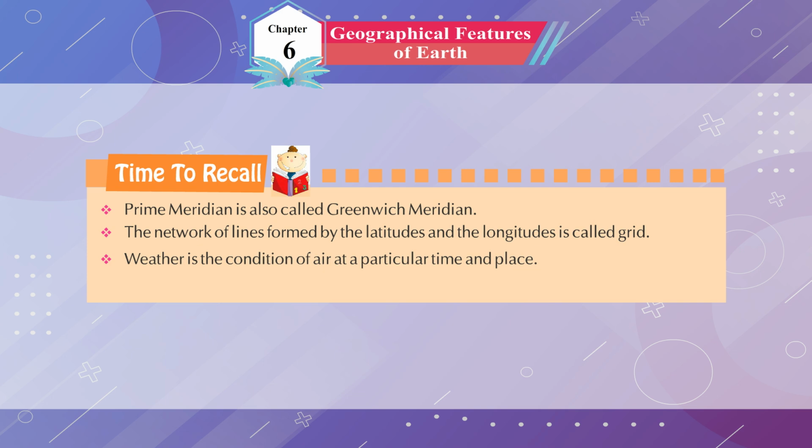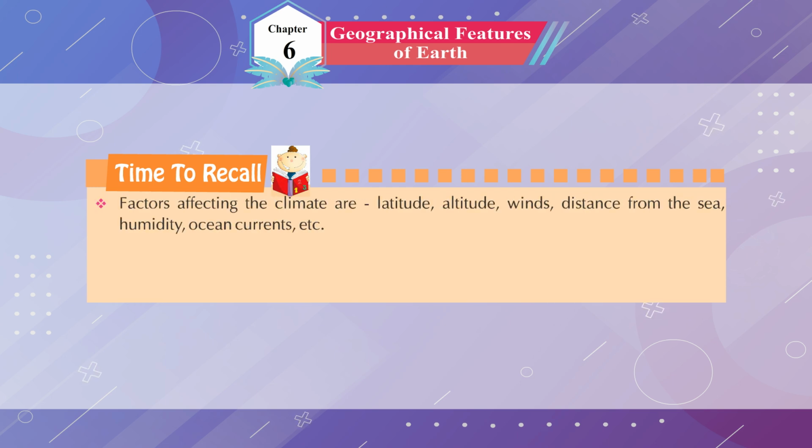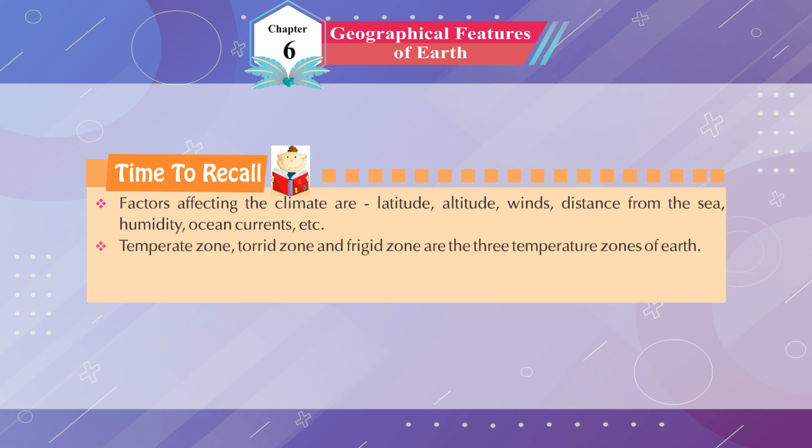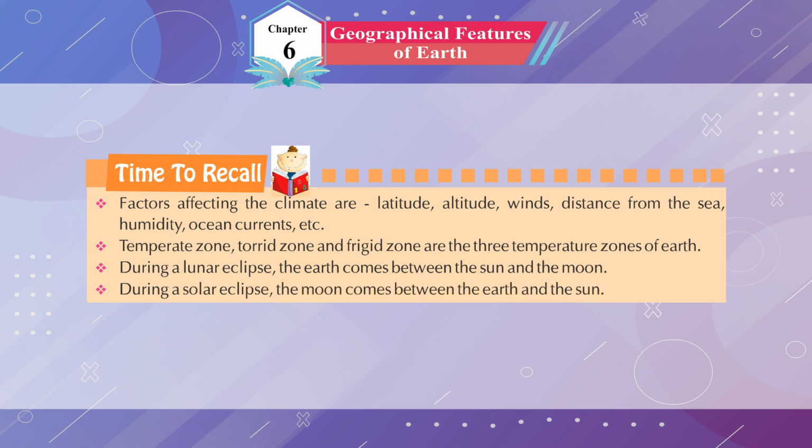Weather is the condition of air at a particular time and place. Climate is the average weather condition over a long period of time at a place. Factors affecting the climate are latitude, altitude, winds, distance from the sea, humidity, ocean currents, etc. Temperate zone, torrid zone, and frigid zone are the three temperature zones of Earth. During a lunar eclipse, the Earth comes between the sun and the moon. During a solar eclipse, the moon comes between the Earth and the sun.